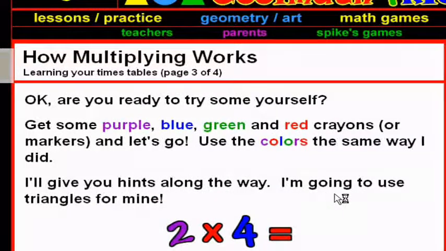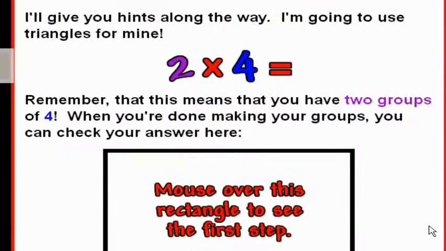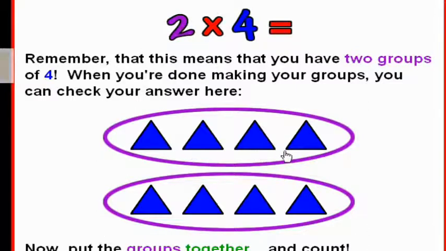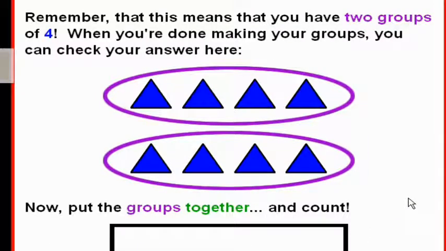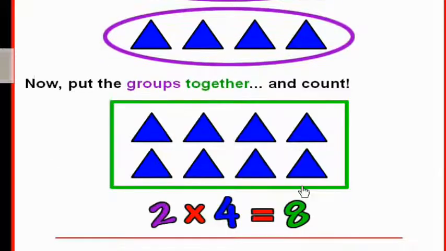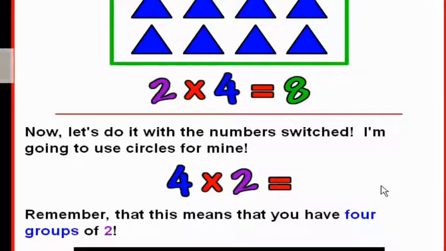Let's go on. You ready to try some completely by yourself? Okay. All right, we'll give you some hints. First, let's take 2 times 4. What does that mean? How many groups of how many? There's 2 groups of 4. And what would 2 groups of 4 make altogether? 8? You're correct. 2 groups of 4 makes 8. Excellent. Final answer, 8.